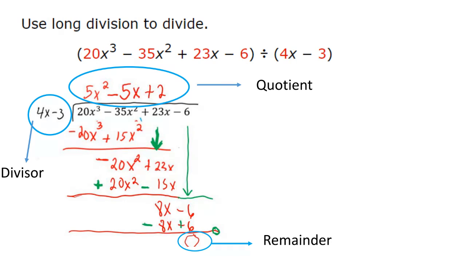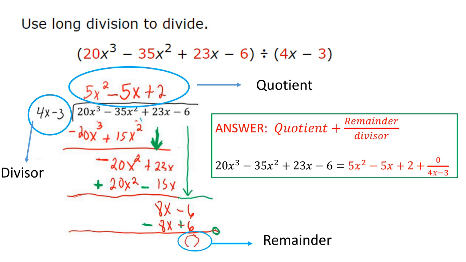The last number you get here is called your remainder. The numbers you get at the top here is your quotient. And then what you're dividing by is called your divisor. And this middle term in here, which is being divided, is called your dividend.